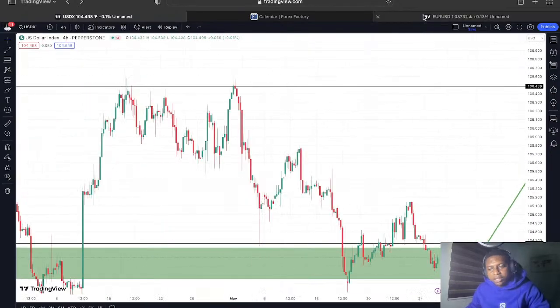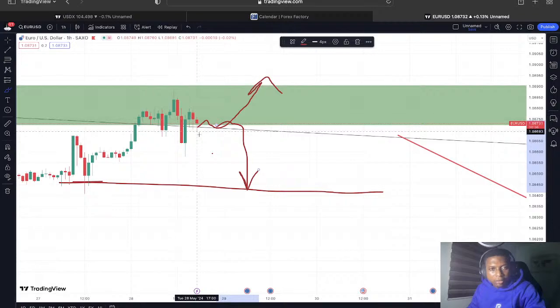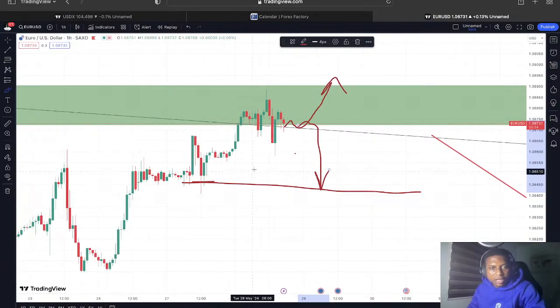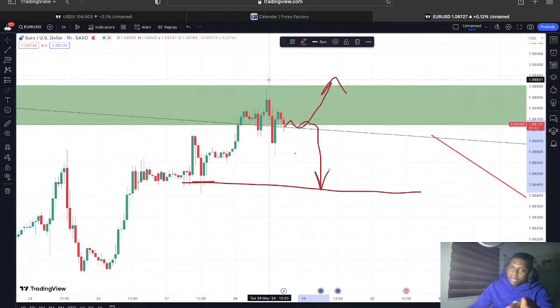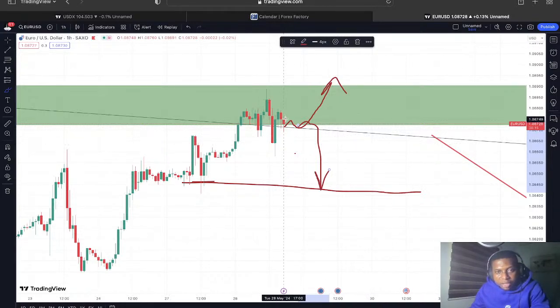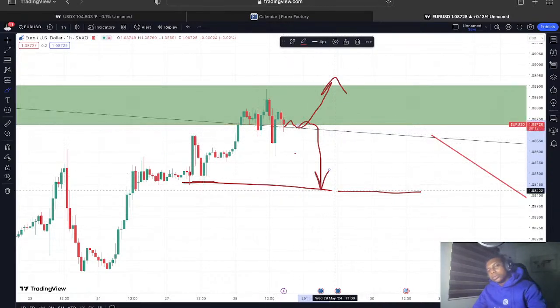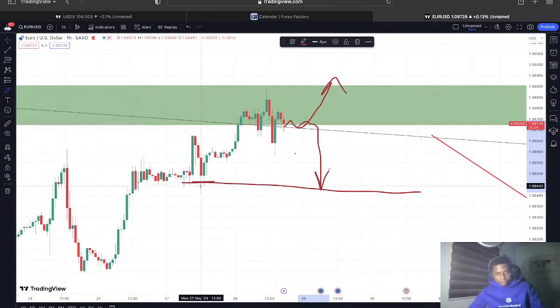So on Euro USD now, we can see that price is consolidating at the support zone. We have an outlook that if it breaks out and closes above, it's an upward momentum. And if it breaks downwards and continues falling, that's a downward momentum. The next support zone is this level, at the 1.84 region.